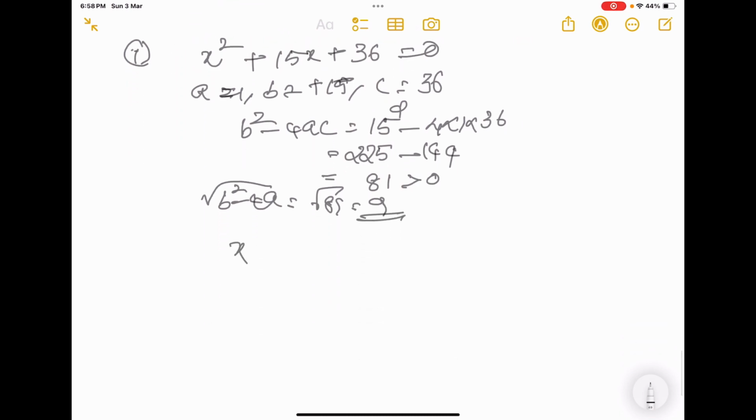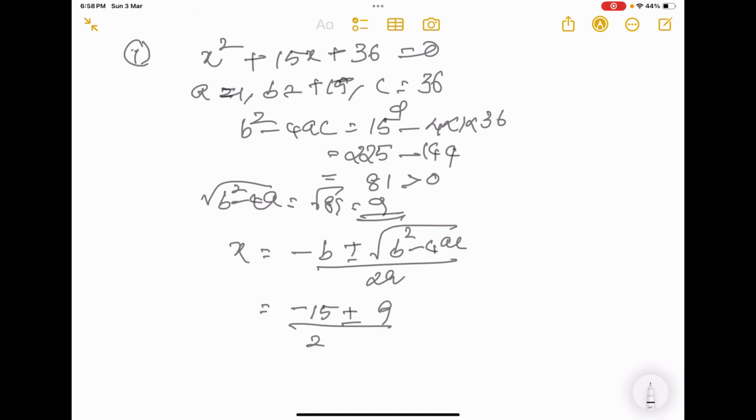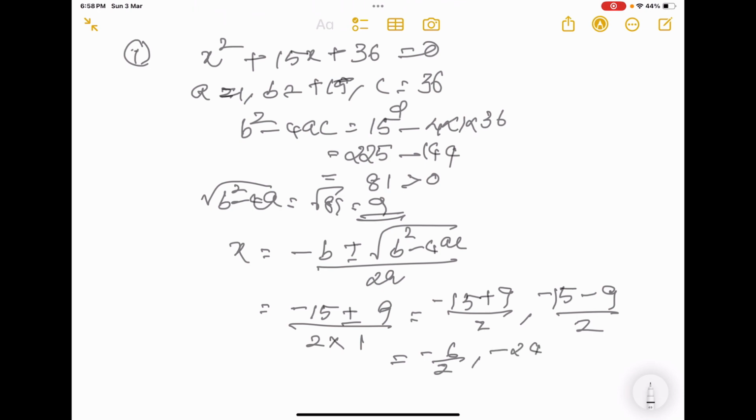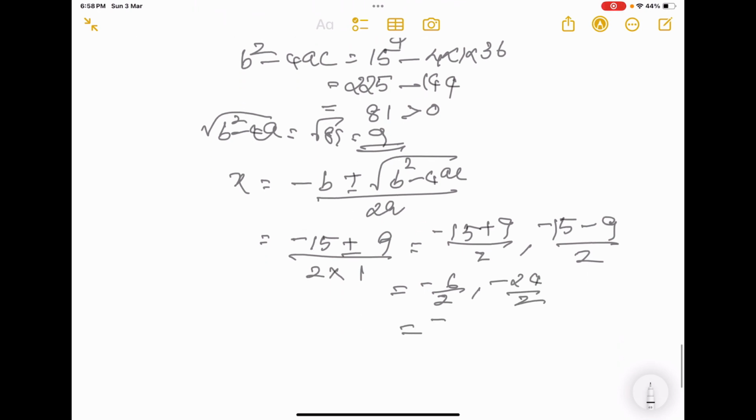Then write the quadratic formula. X equal to negative b plus or minus root of b square minus 4ac by 2a. That is, here b is positive 15. Just change its sign. Then negative 15 plus or minus 9 by 2 into 1. That's equal to negative 15 plus 9 by 2, comma, negative 15 minus 9 by 2. That is negative 6 by 2, comma, negative 24 by 2. That's equal to negative 3, comma, negative 12. Therefore, solution x equal to negative 3, negative 12. These are the answer.